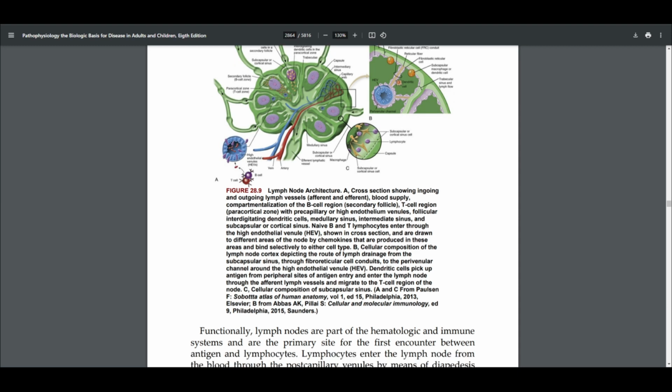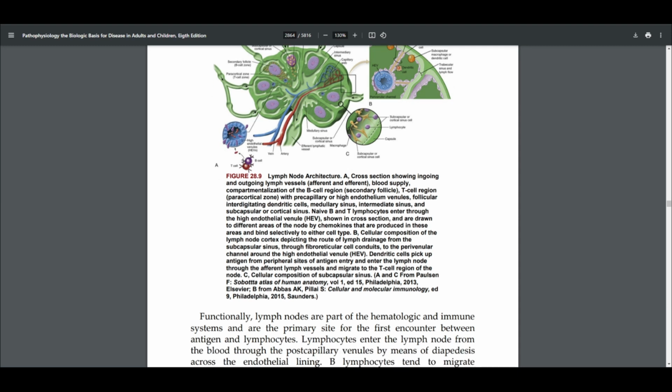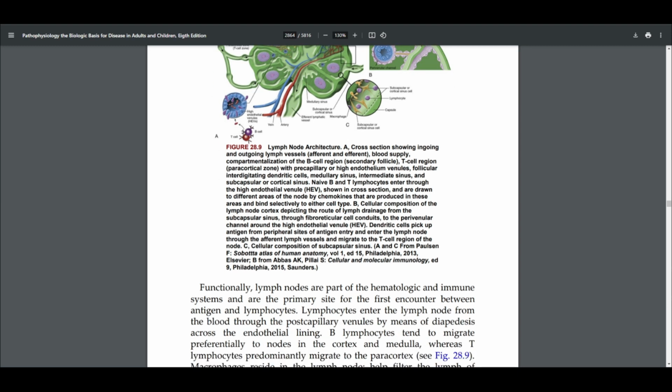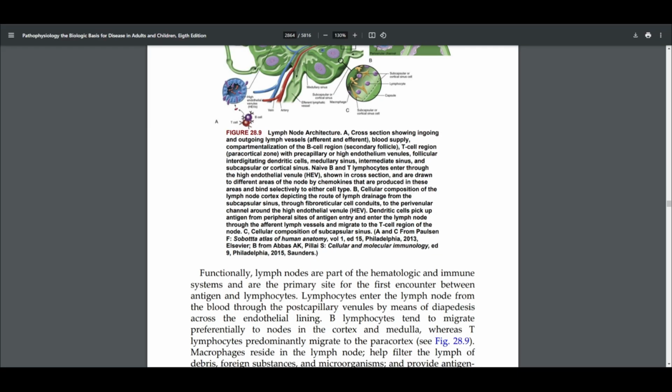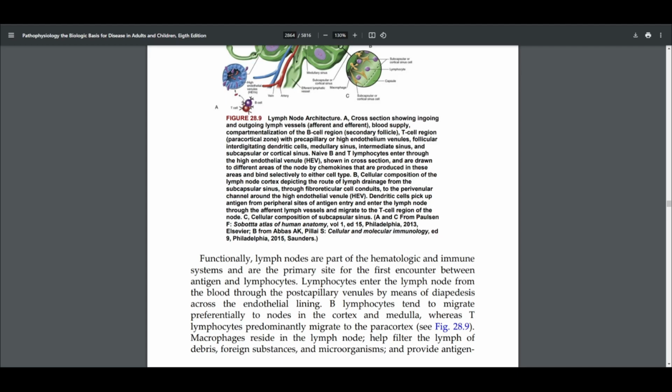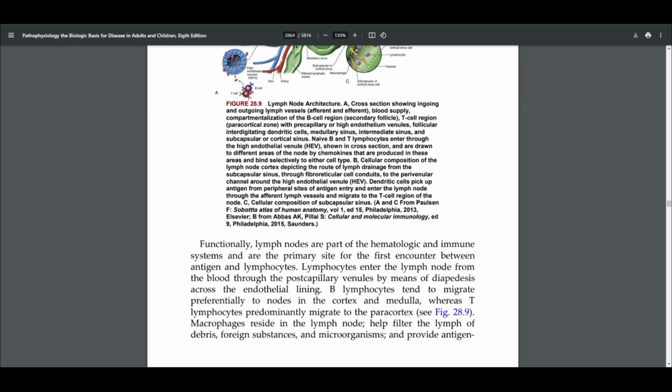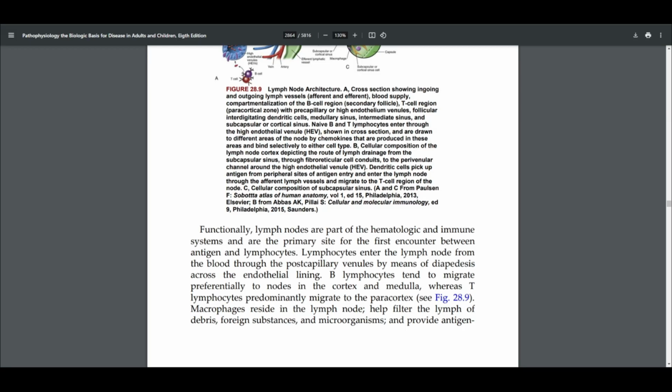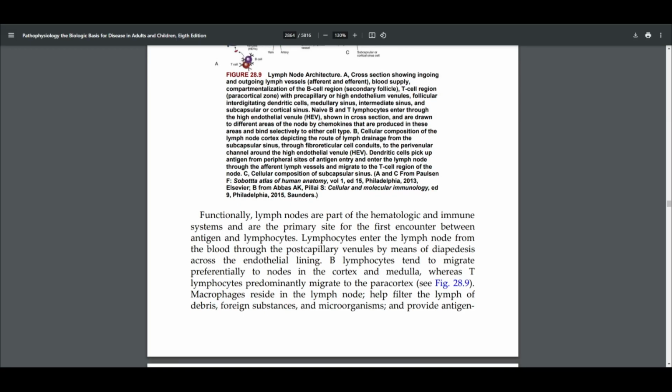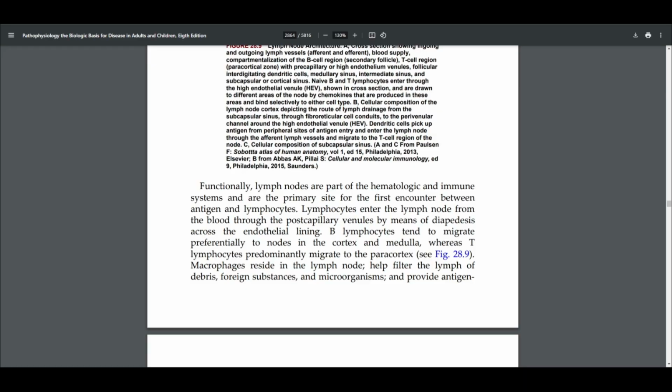Functionally, lymph nodes are part of the hematologic and immune system and are the primary site for the first encounter between antigen and lymphocytes. Lymphocytes enter the lymph node from the blood through the postcapillary venules by means of diapedesis across the endothelial lining. Your B lymphocytes tend to migrate preferentially to nodes in the cortex and medulla, whereas T lymphocytes predominantly migrate to the paracortex.